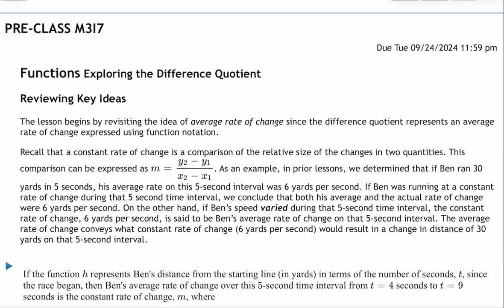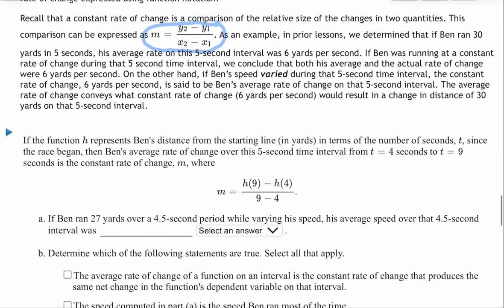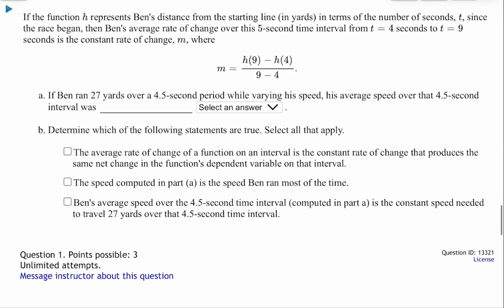Now, there's usually some boxes that will tell you some things that you have known from the past. So look here, it's just your slope formula that they have mentioned at the top of the page. Now let's jump to where it says, "If the function h represents Ben's distance." Okay, so let's go to the first problem.